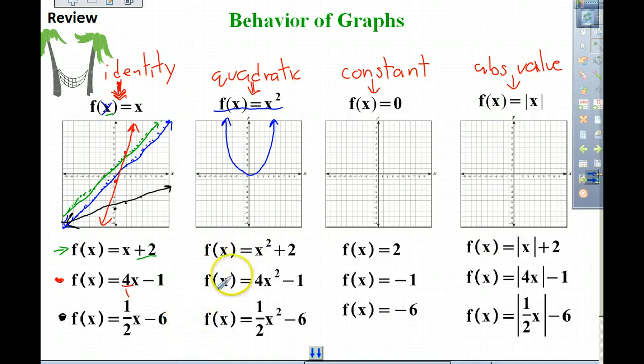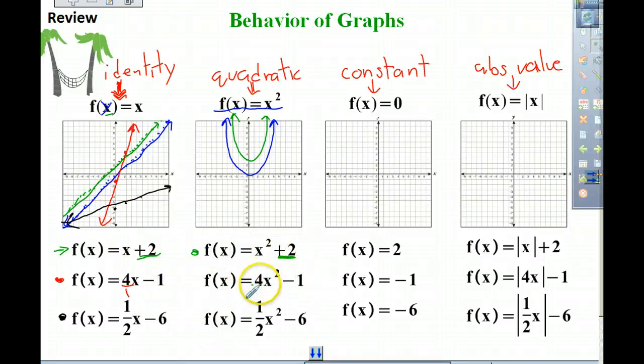Now, what happens if it's x squared plus 2? It's the same thing, just moved up 2, right? Same exact shape, moved up 2. Notice it's the same relationship between this blue and green line as the straight line just moved up 2. Having that plus 2 does the same thing on both. That's what I'm getting at. It doesn't matter if it's a straight line or a parabola. The same thing happens with any graph if you just put a plus 2 on it.